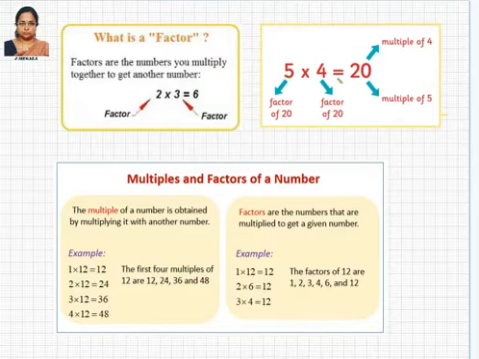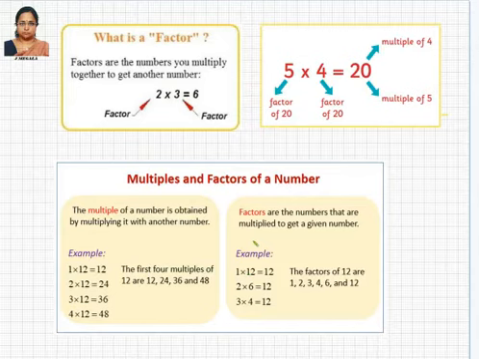Here you can see that 5 into 4 is 20, so we call 5 a factor of 20 and 4 a factor of 20. The ones which are multiplied are called factors. The result you get is called a multiple. So we can say 20 is a multiple of 4 as well as a multiple of 5. Multiples are that particular number into 1, into 2, into 3, into 4, and so on. So there is no limit for the multiples. The first 4 multiples listed here are 12, 24, 36, 48. The next number is going to be 60 and so on. There is no limit for that.